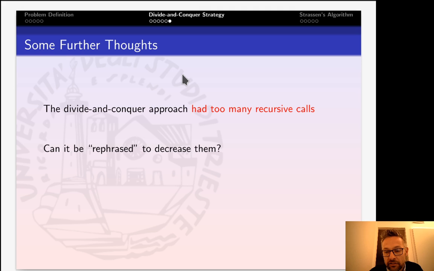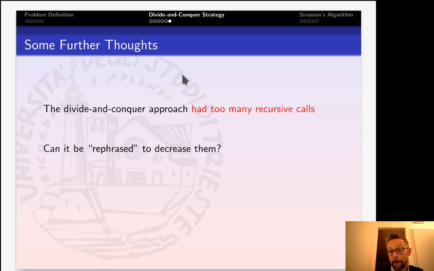You can find it on the slides, don't worry. And probably I will also provide you the PDF of what you saw during the presentation. However, the point is that the divide and conquer approach had too many recursive calls, and so its complexity is basically just like the naive algorithm. We waste a lot of time doing things that are not helpful from the asymptotic point of view.